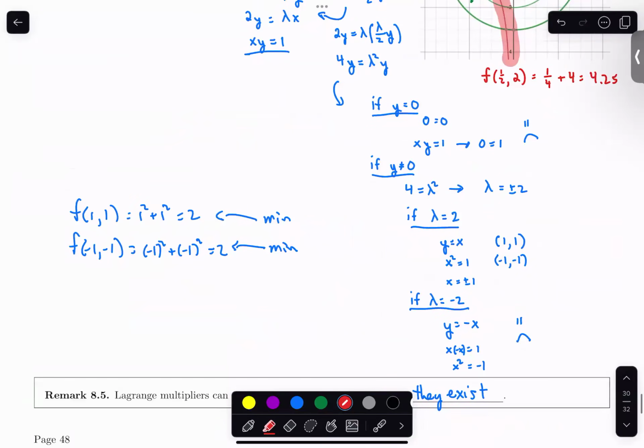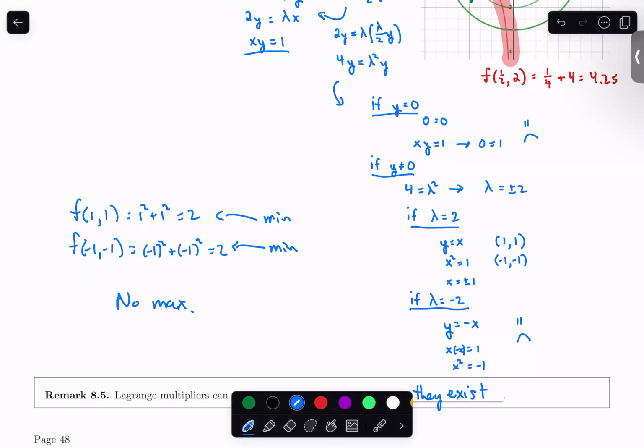All right, so this would be the final answer. The absolute minimum here is 2. There is no maximum. So no max. All right, questions. One right here, yes.